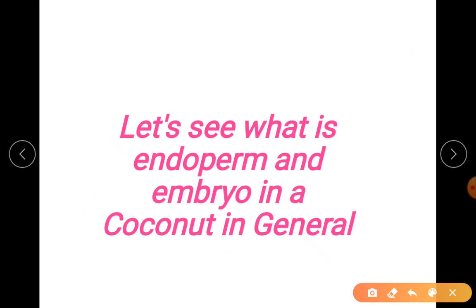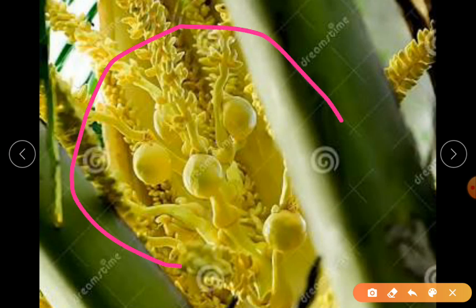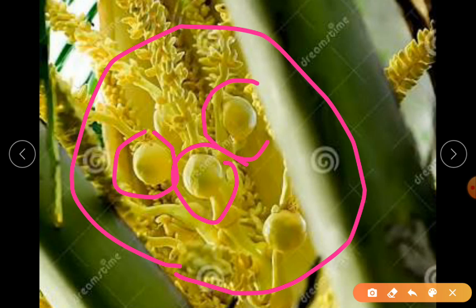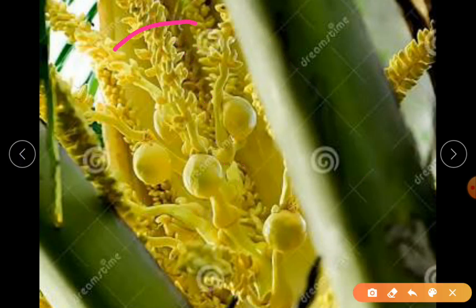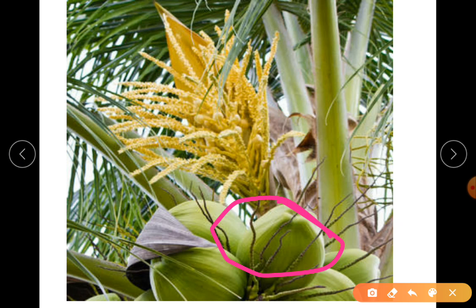Before we go into details, let us know what endosperm and embryo are in a coconut, as general knowledge. You all know the coconut inflorescence. Observe the female part. This is the female flower, and these are all your male flowers. Male flowers fall off. Female flowers grow into the fruit. You can see here only sticks remain, which means only the male flowers have fallen off. The females have grown into the fruit.